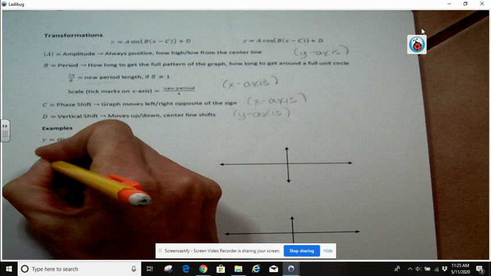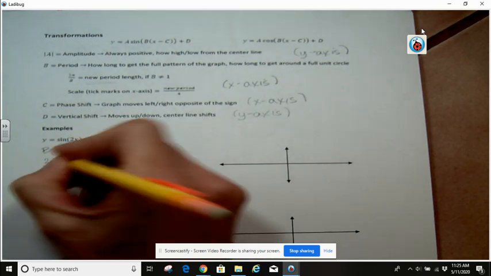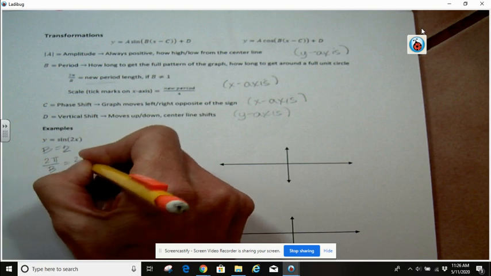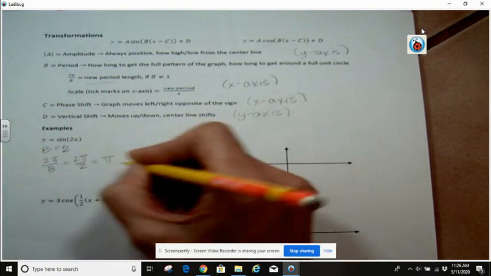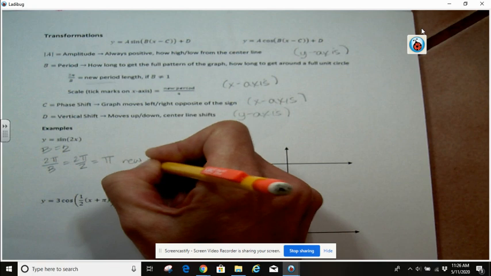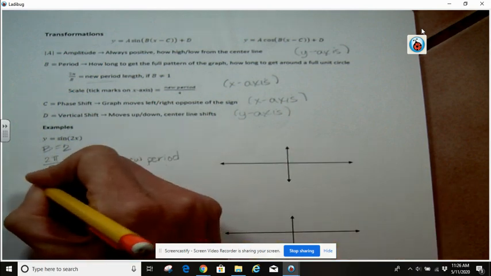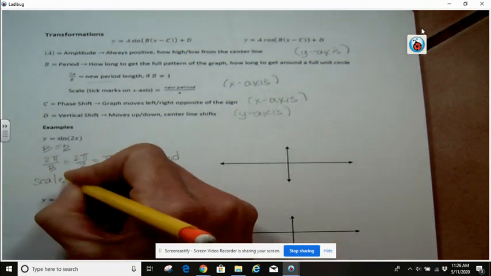we take what is normal for sine or cosine and do 2 pi divided by b. In this case, 2 pi divided by 2, so that's pi. That's the new period. That's how long this graph is going to take to complete a full circle. So you can see it's half as long as normal. Then we're going to use that to scale our x-axis.